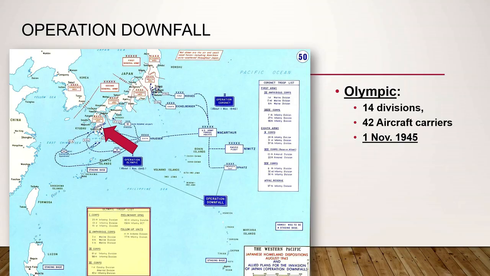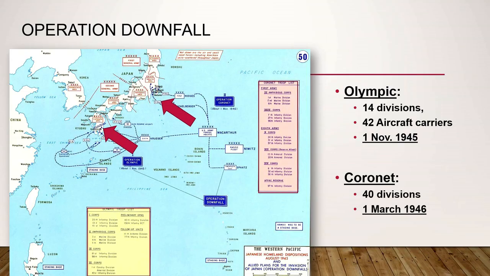Now, the following March, Operation Coronet, the plan is to take 40 divisions and about 100 aircraft carriers and all the other ships and invade the main island, Honshu, of Japan. Now that one's not set in stone. It depends on how this first invasion goes, right? It could be delayed or pushed up, but the planning date is March 1st.